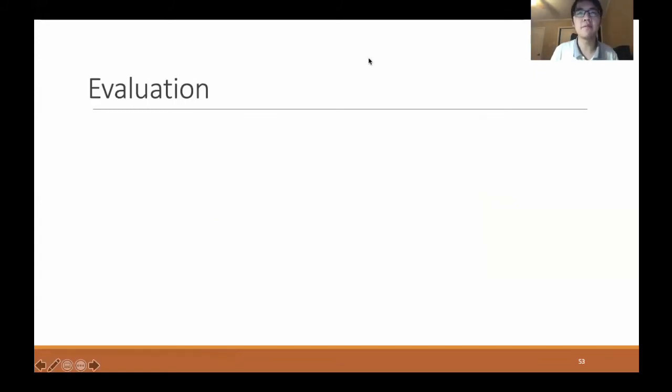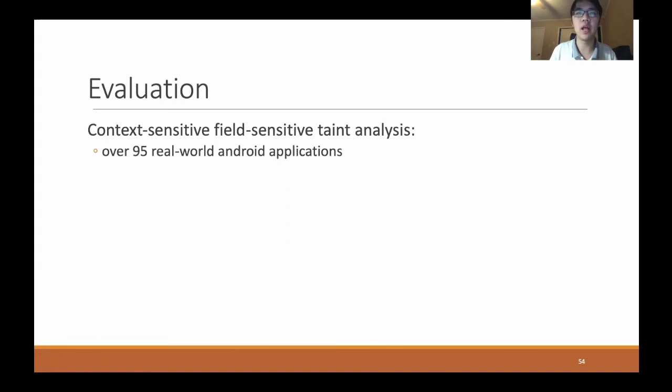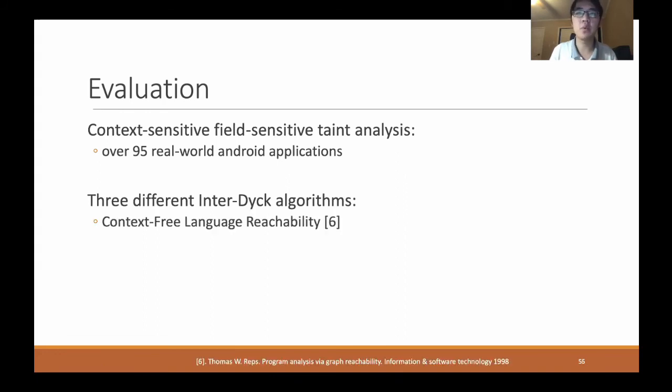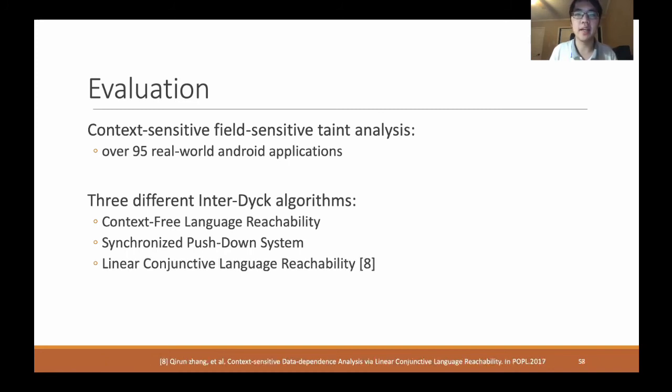To evaluate the graph simplification algorithm, we perform a context-sensitive, field-sensitive taint analysis over 95 real-world Android applications. We also evaluate the benefits of the simplified graphs provided to three different InterDyck reachability algorithms. The first one is the traditional context-free language reachability approximation algorithm. The second one is the synchronized pushdown system algorithm, called SPDS. The last one is the linear conjunctive language reachability algorithm, called the LCL algorithm.